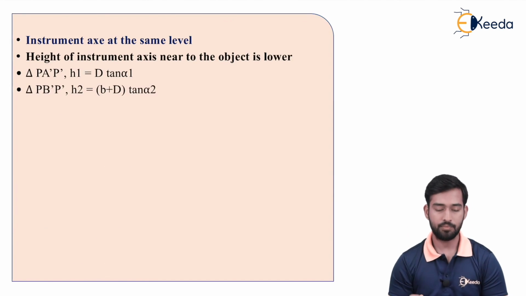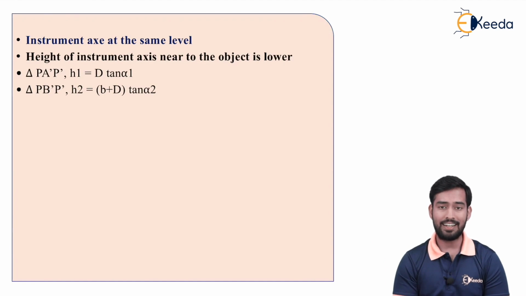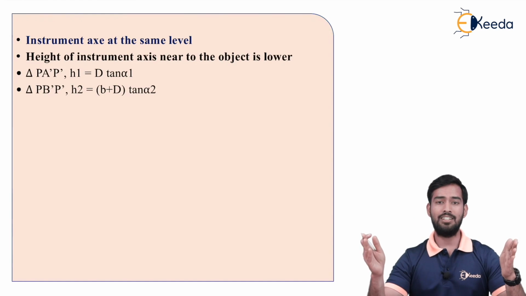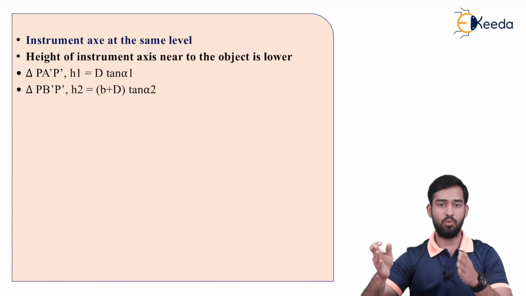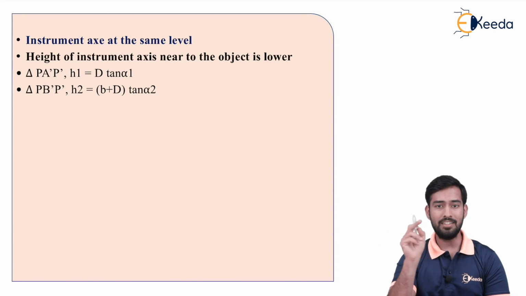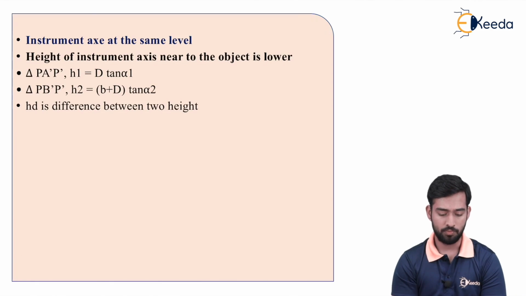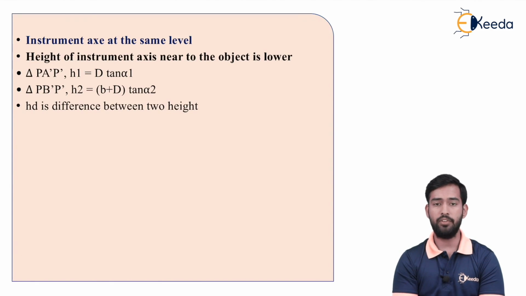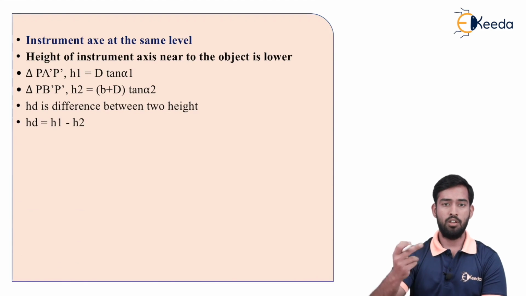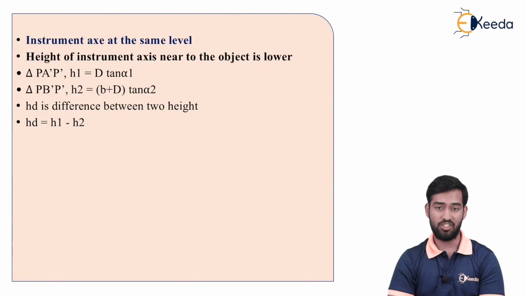Next step, the second triangle, P, P dash, B dash. In that triangle, we'll get h2, the second height. So h2 is equal to what? The horizontal distance increases now. From the object base to A is D, and from A to B is small b. So the total length will be b plus d, into tan alpha 2. By knowing h1 and h2, now hd or hf is the difference between the two heights. So hd is equal to, the larger height was h1, so h1 minus h2 will give us hd.